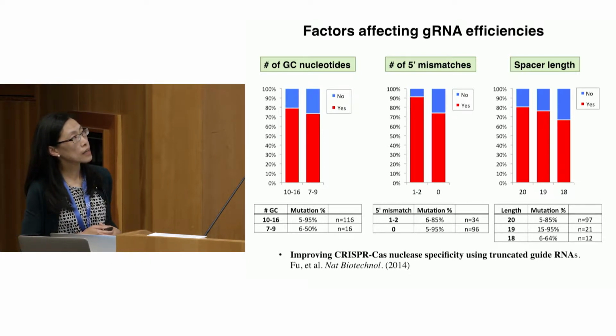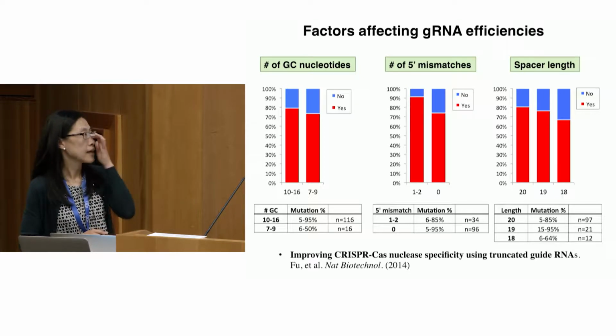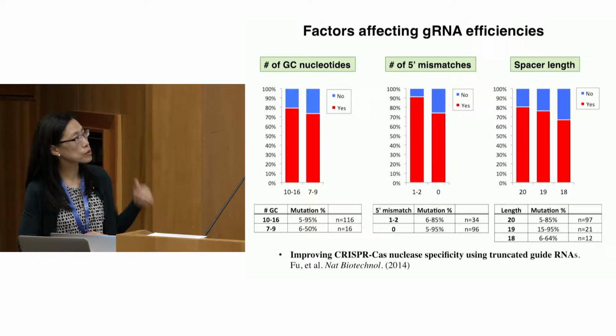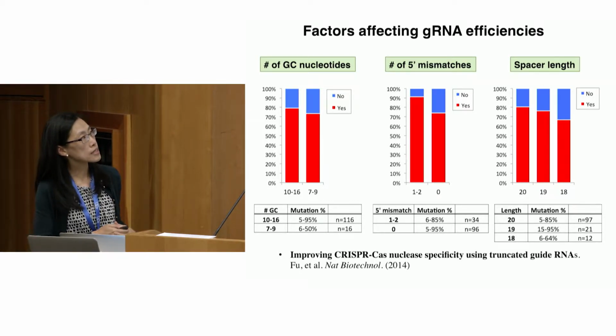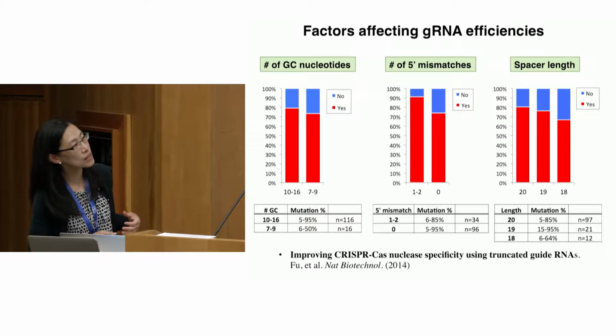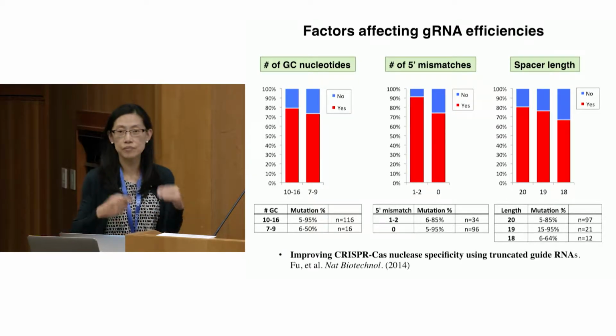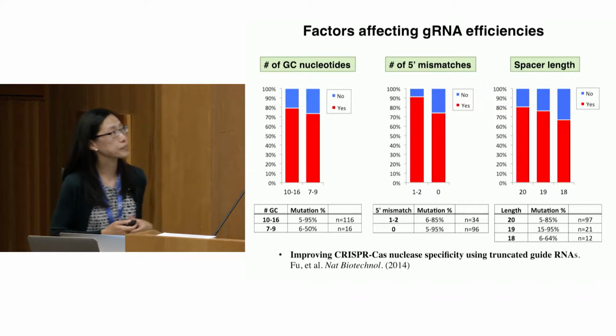Then we looked at the number of 5' mismatches. Similar to our first initial study, this group has no mismatch, and this group contains either 1 or 2 mismatches. We found that with 1 or 2 mismatches, there's actually no negative effect on their success rate, and no significant negative effect on their mutation efficiency.